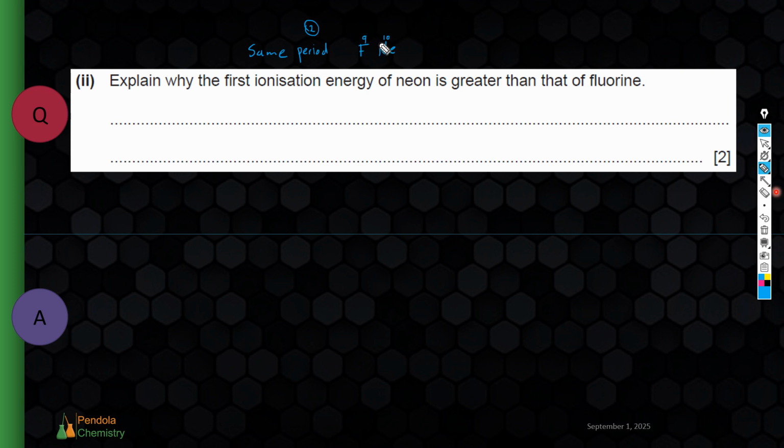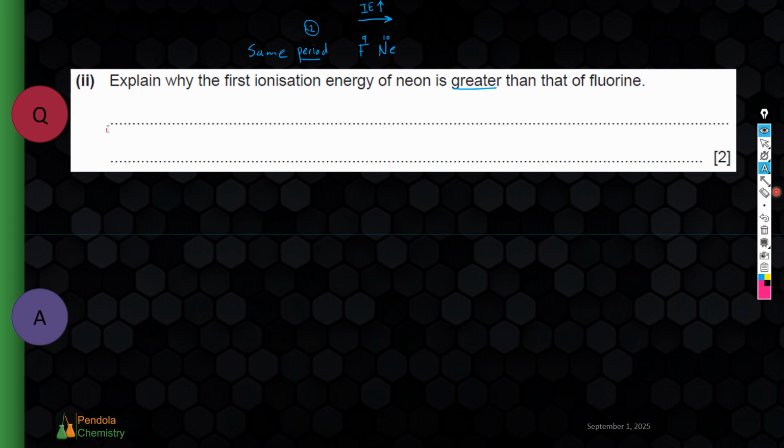So once we figure that out, all we have to do is bring back the knowledge that we have from the comparison of the trends. So we know that as we go from left to right across a period, the ionization energy is going to increase. And that is what they're telling us. Neon is greater than fluorine. So that checks out. Now we have to remember the reasons why. So what were the reasons why the ionization energy increased?